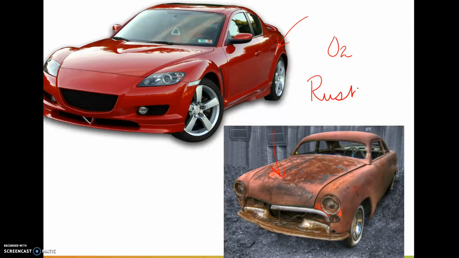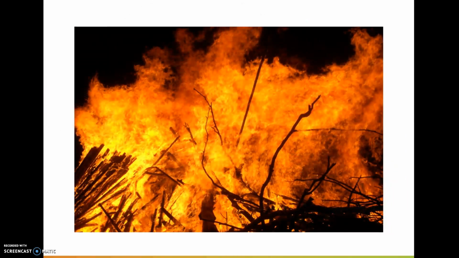Another maybe everyday redox reaction is fire. In this case, the two reactants we're looking at are the wood and also oxygen. And so oxygen is stealing electrons from the wood. We say that the wood has been oxidized and the oxygen has been reduced.